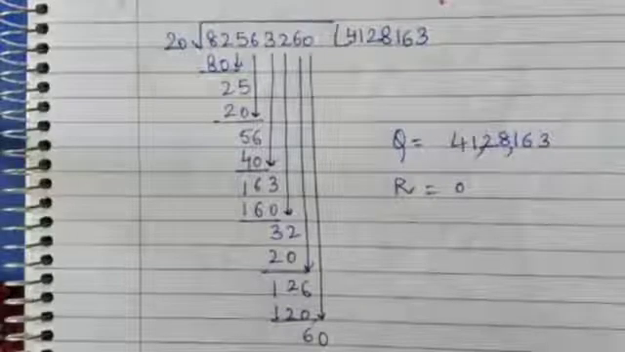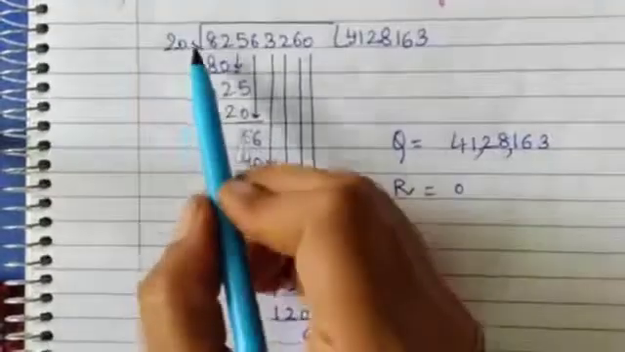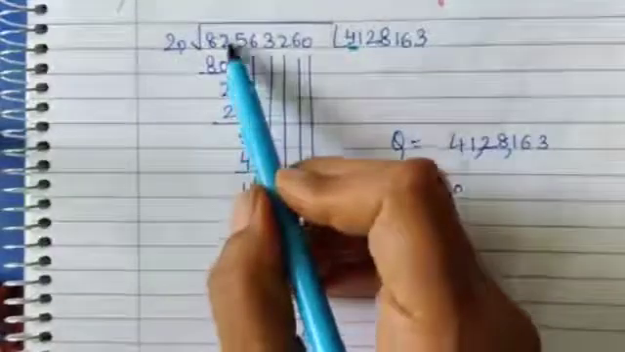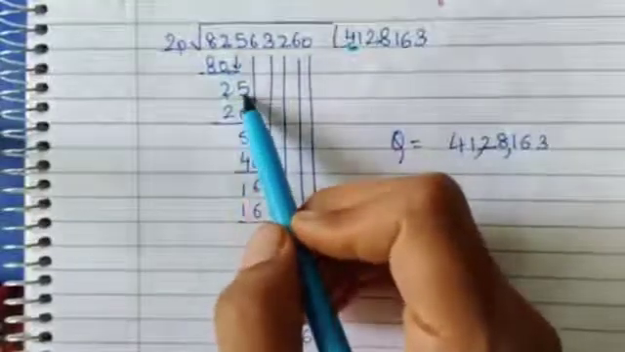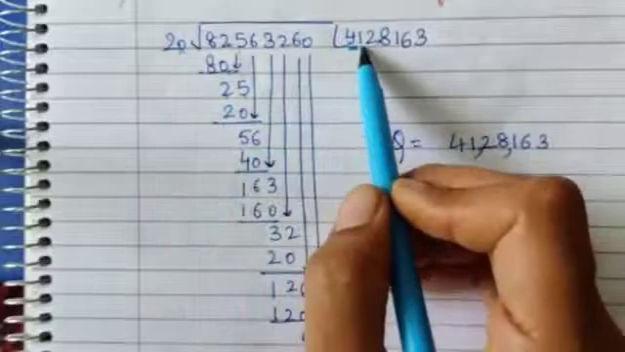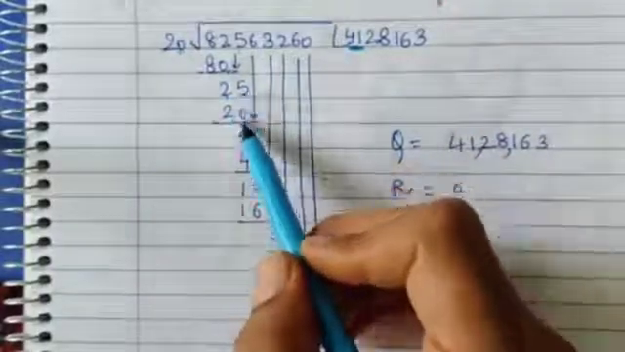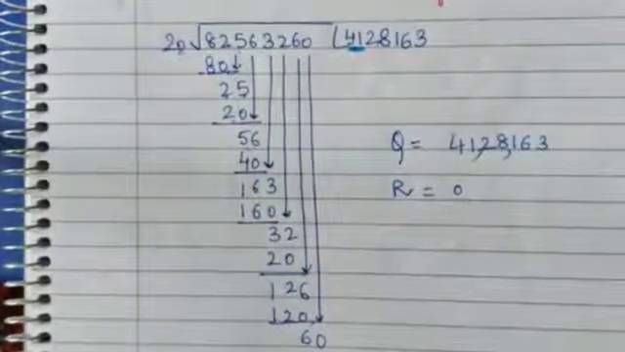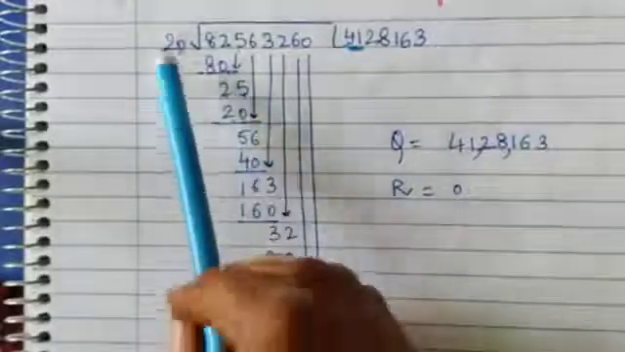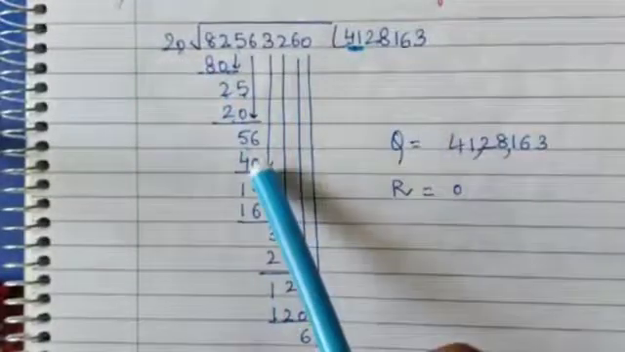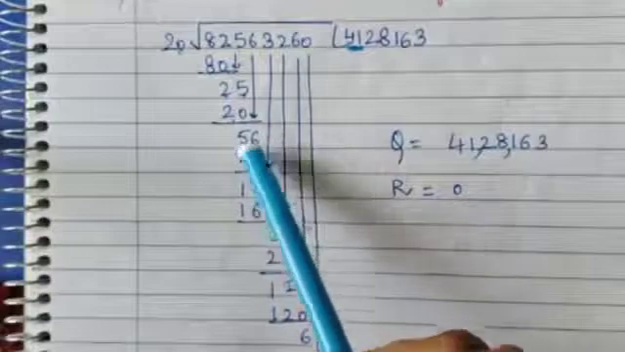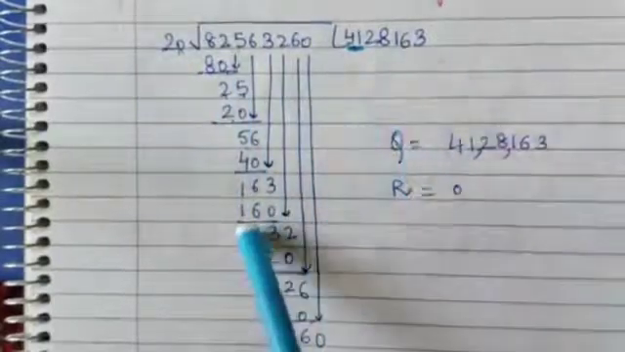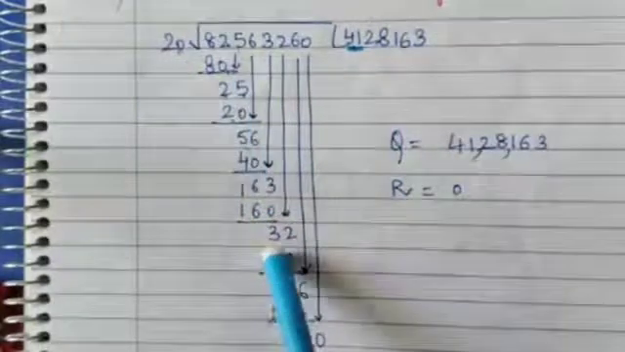Next we have to divide 8,25,63,260 by 20. So now 20 into 4 gives you 80 first. 2 minus 0 gives us 2. Now 5 will come down. Now 20 into 1 is 20. 5 minus 0 is 5. 6 will come down. So now 56 we get. Now 20 into 2 is 40. 5 minus 4, 1. Now 3 will come down. Then 20 into 8 is 160. 3 minus 0 gives you 3.